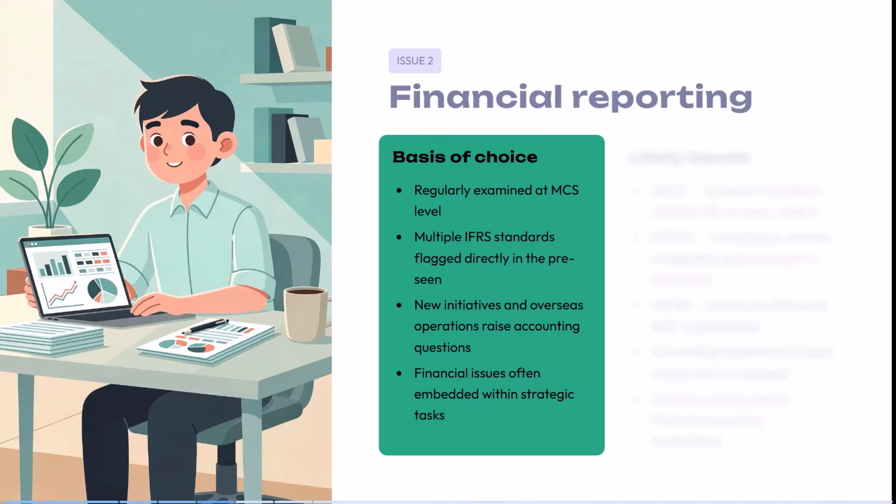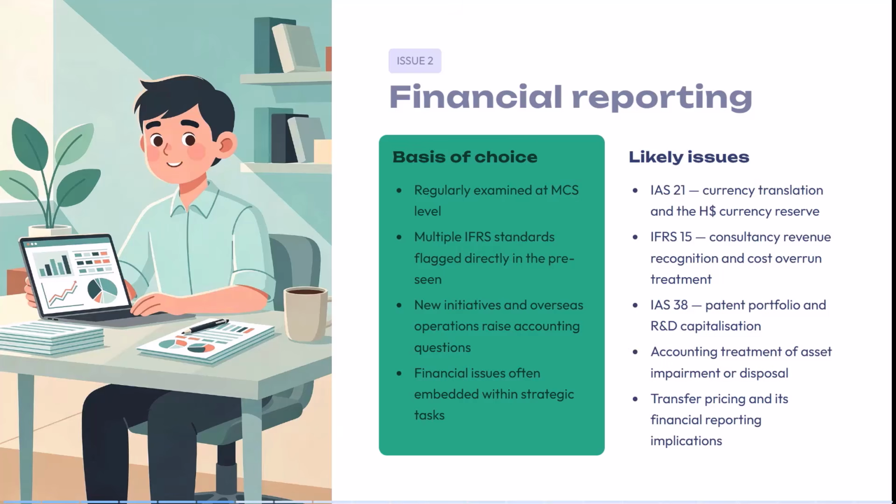Financial issues are also frequently embedded within strategic tasks. So a question about the consultancy's performance might require you to apply IFRS 15, while a question about the overseas manufacturing facility might require you to apply IAS 21. Okay, let's think about some likely issues here. Well, firstly, I've got IAS 21, foreign currency.